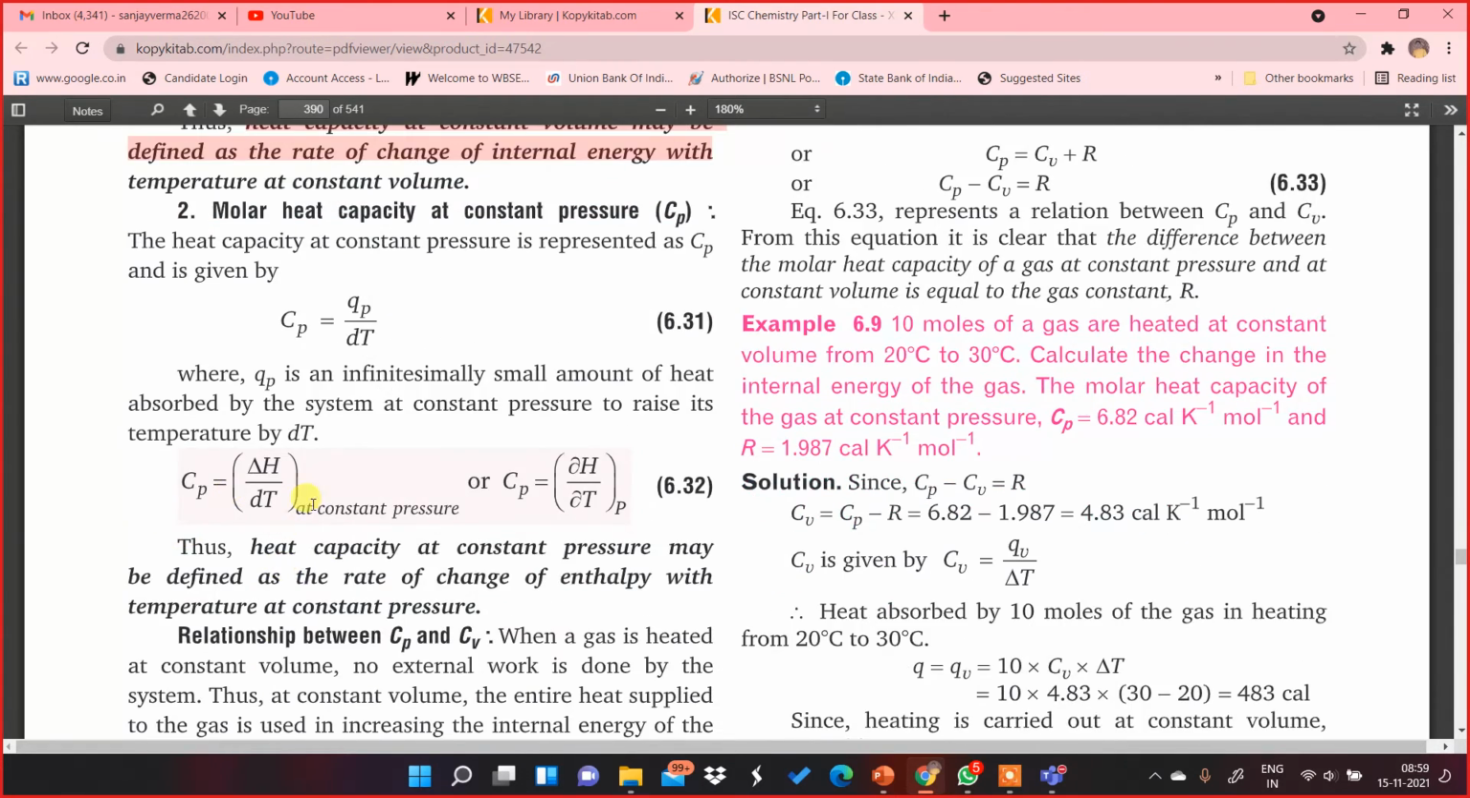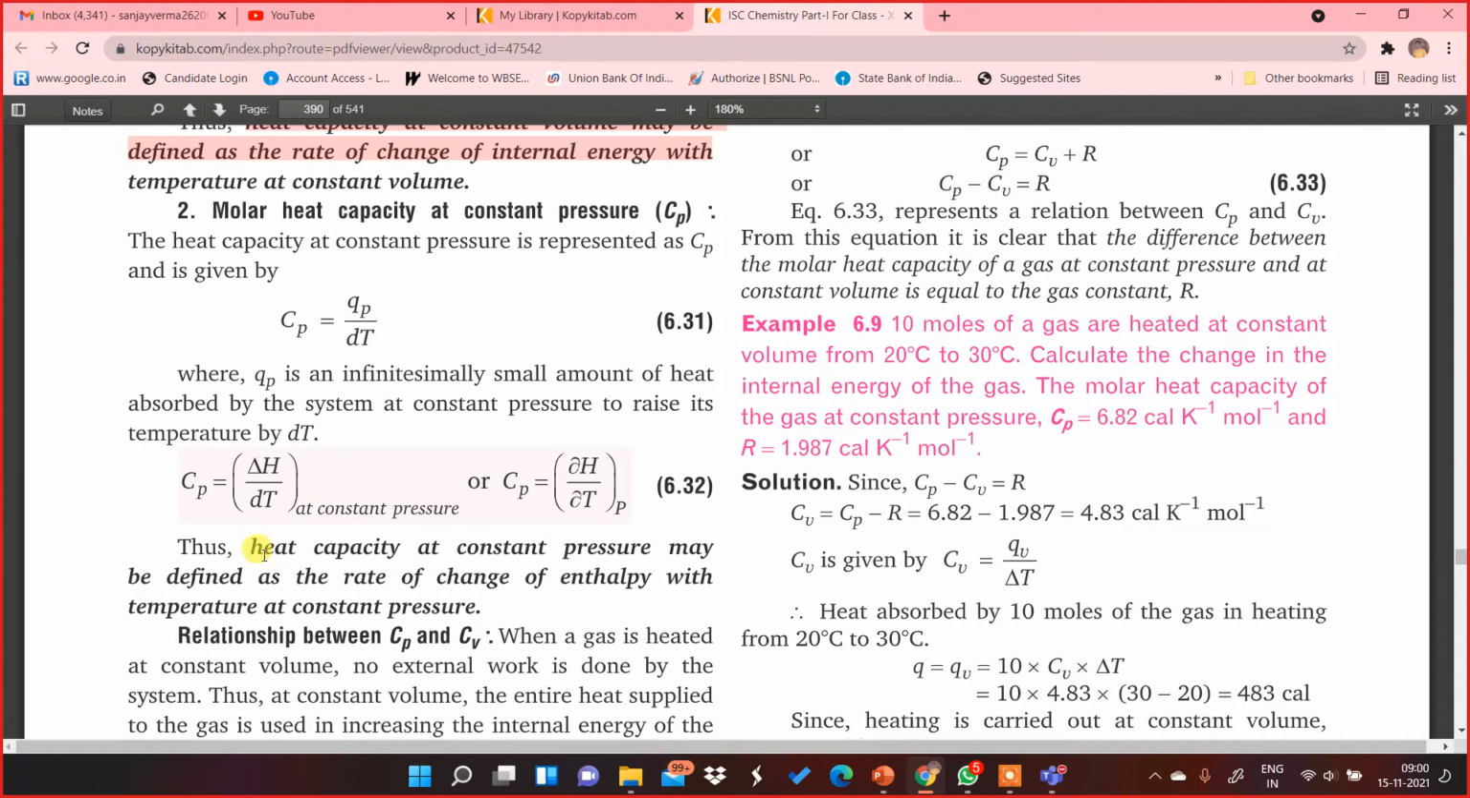So again, this equation takes the form Cp is equal to Qp. At constant pressure, we can write delta H. Delta H means what? Enthalpy of the system, change in enthalpy. So change in enthalpy enters over here whenever the pressure is constant, or you can write Cp is equal to del H by del T at constant pressure.